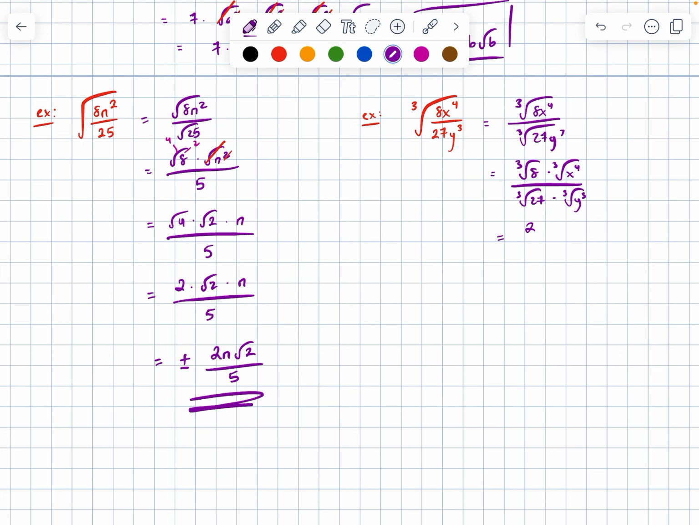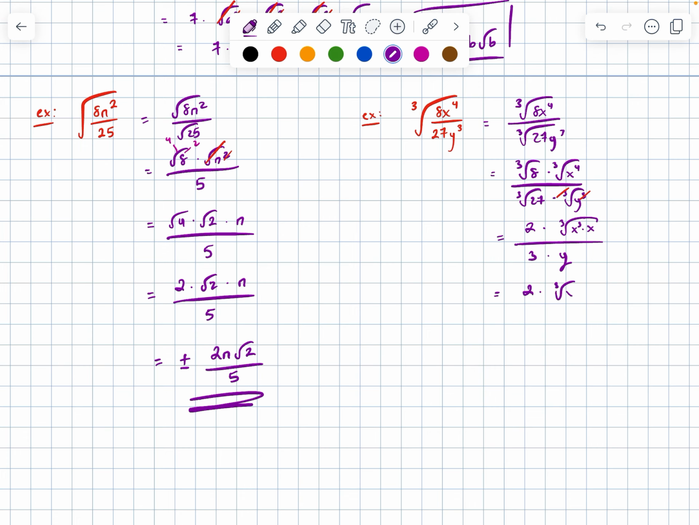Well, in the numerator, the cube root of 8 is just 2. The cube root of x to the 4th, right? Let me rewrite x to the 4th. I want to see how many x to the 3rds I can fit. Well, I've got x to the 3rd times x. And then here, the cube root of 27 is equal to 3. While the cube root of y to the 3rd, we know here our cube root and our cube, they undo each other. We're just left with y.